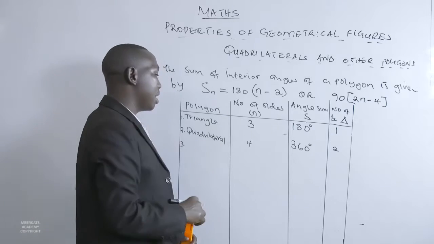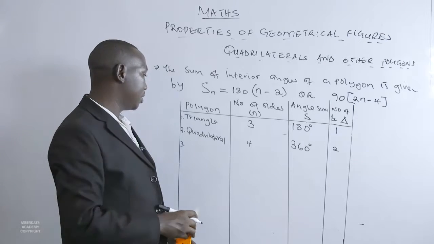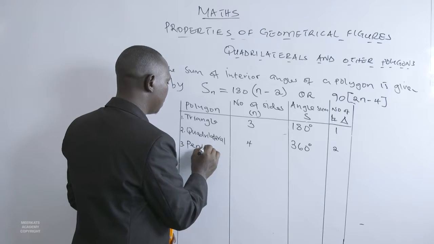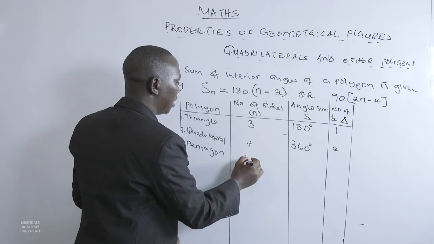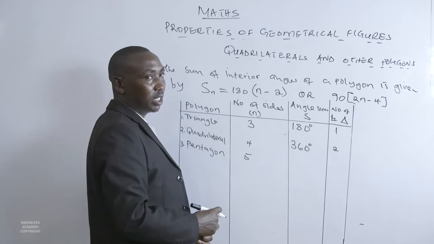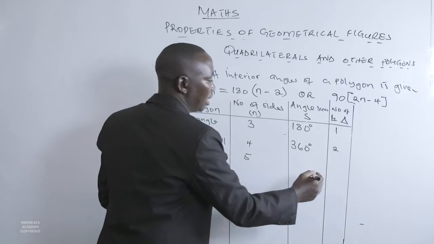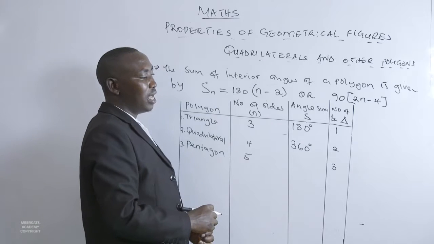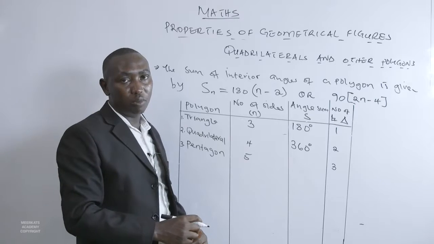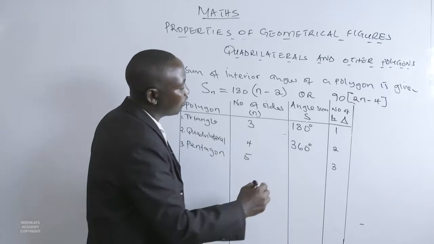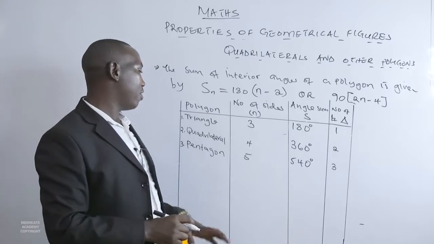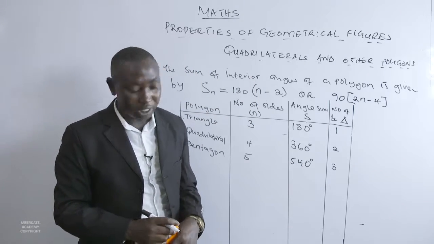Number 3 is the one that has got 5 sides. It's normally called a pentagon. A pentagon has got 5 sides, and therefore if it has got 5 sides, that means it's going to have how many triangles? It's going to have 3 triangles. And if there are 3 triangles, that will be 180 multiplied by 3, which will give us 540 degrees. So sum of interior angles of a pentagon is 540.